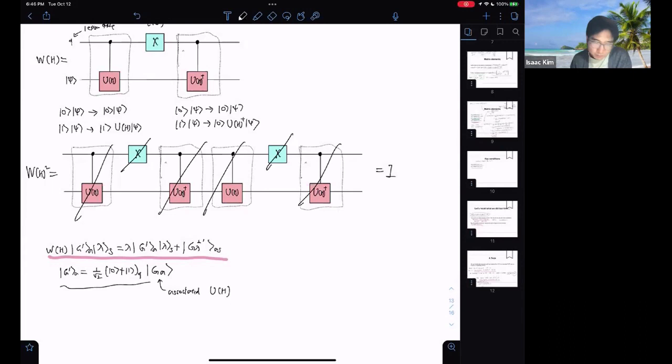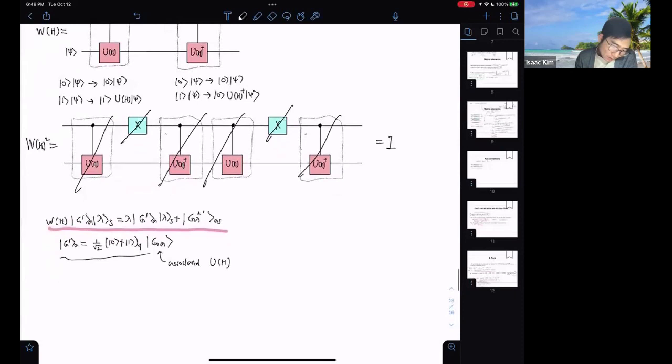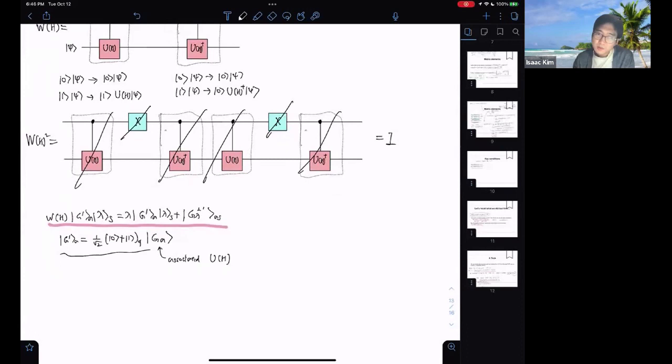So why does this work? Maybe on Thursday I'll talk about it, but maybe it's Wednesday over there. For now, let's just focus on the arithmetics. Okay, so I will just apply this directly.